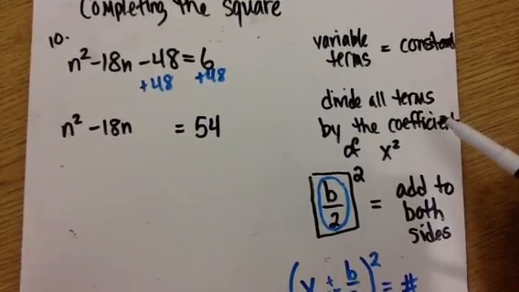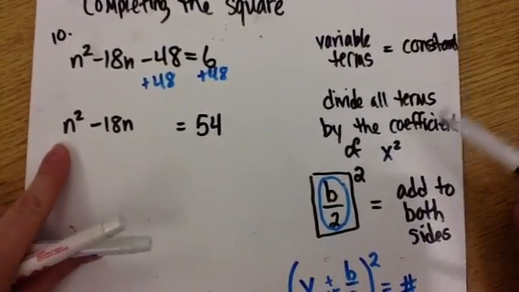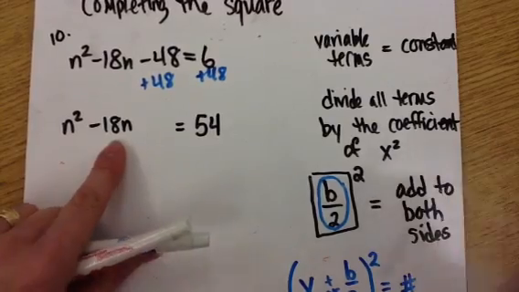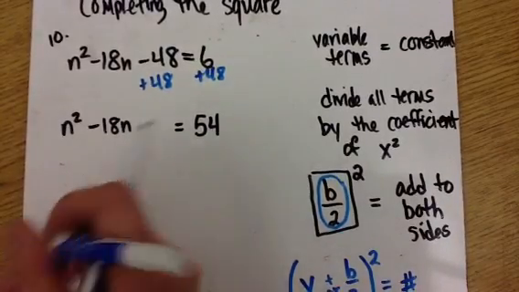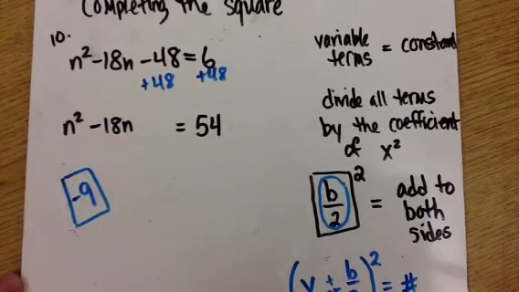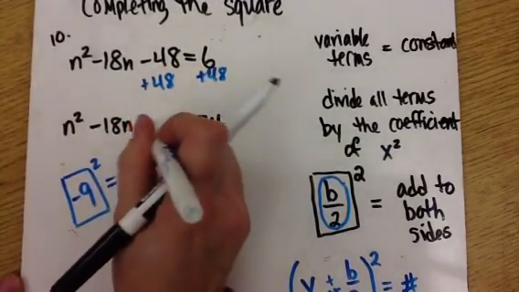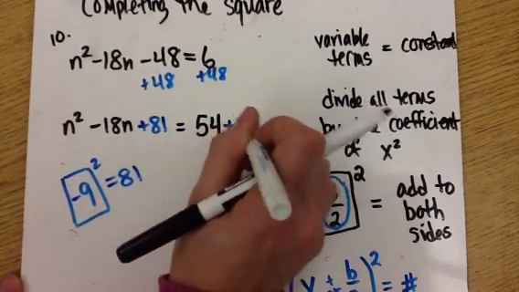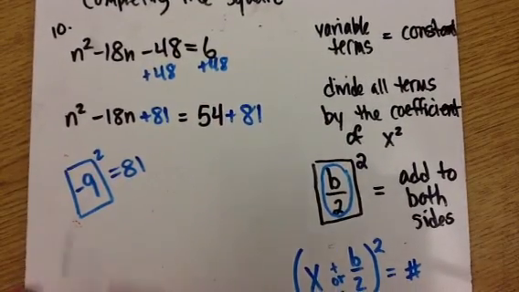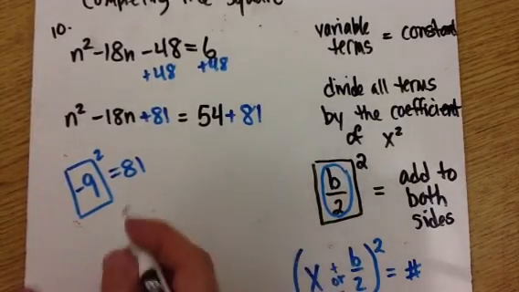Then I would need to divide all terms by the coefficient of the n squared, which is just 1, so that step is done. Then I'll find b divided by 2 squared. So this time it's negative 18 divided by 2. Well, negative 18 divided by 2 is negative 9. Negative 9 squared is 81. So I'm adding 81 to both sides. So now I have n squared minus 18n plus 81 equals 54 plus 81.